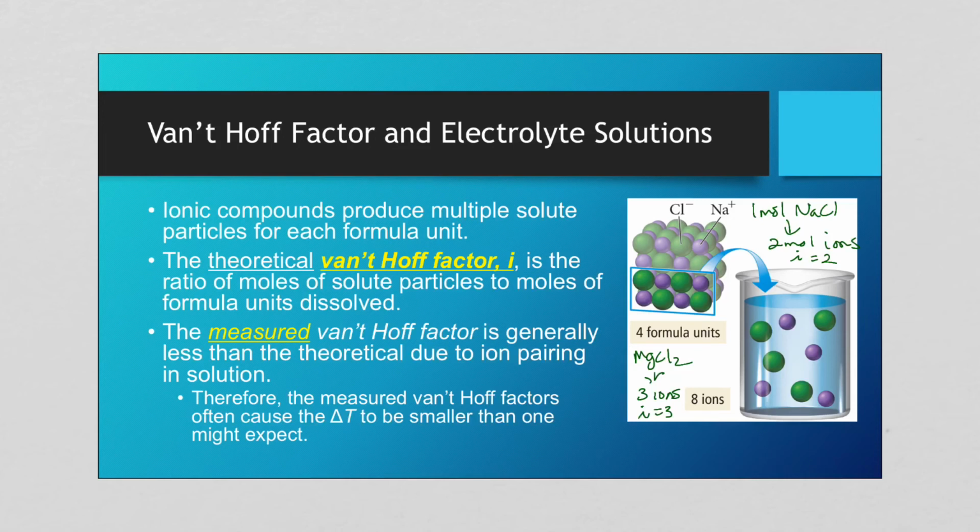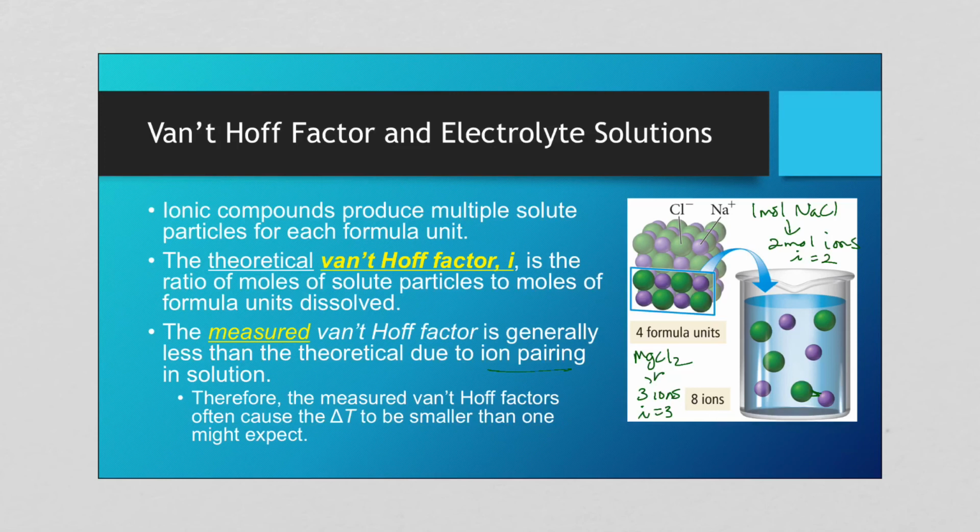Now, there is also something called a measured Van 't Hoff factor, which is what it actually is in solution. Typically, it's going to be lower than the theoretical because we don't get perfect separation. We get what we call ion pairing, where some of the ions in solution group back together, and so you don't actually get the theoretical number of particles. The only reason you would use a measured Van 't Hoff factor is if you were given one.